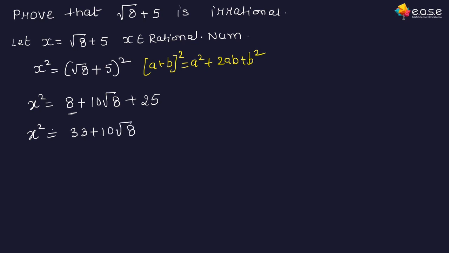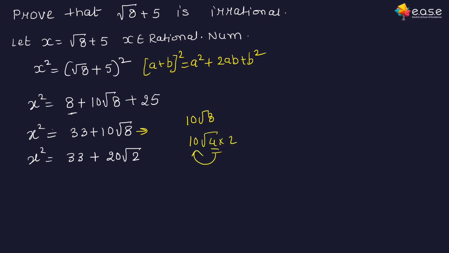What is 10 root 8? Can we write down 8? This 8 is actually 4 times 2. Correct? This 8 can be written as 4 times 2. That means this is a 4 square, so 2 can come out there. So x square is equal to 33 plus 20 root 2. I hope you understood how you got 20 root 2, correct? Because this 10 root 8 we can write down as 10 root 4 into 2. 4 is 2 square, which will come out, correct? That's how you will get 20 root 2, correct?